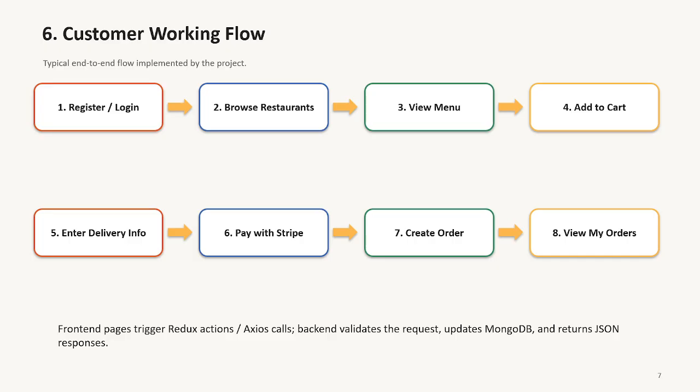Stripe processes the payment securely. Once the payment is successful, the backend creates the order. The order information is stored in MongoDB. Finally, I receive an order confirmation.